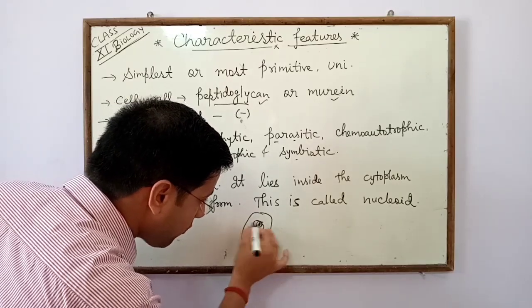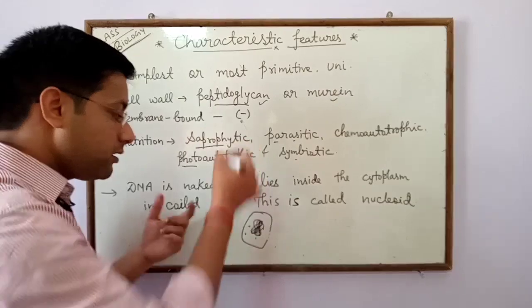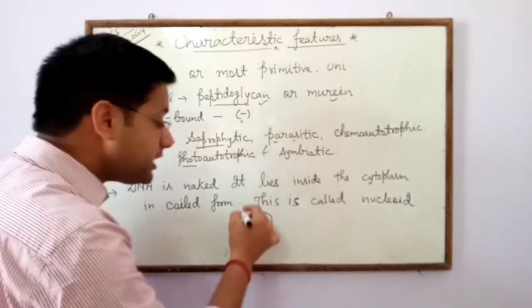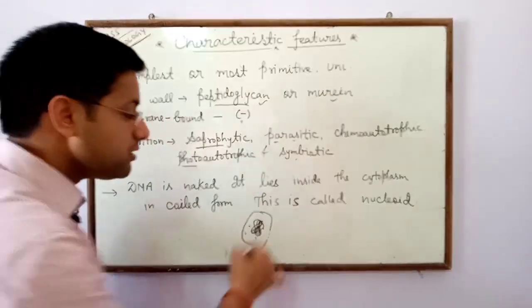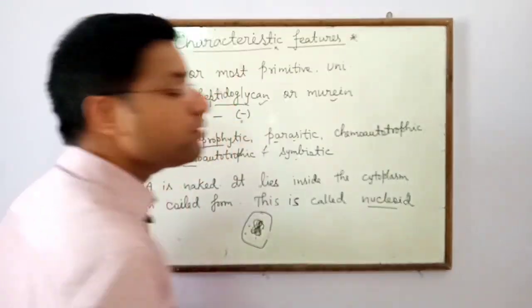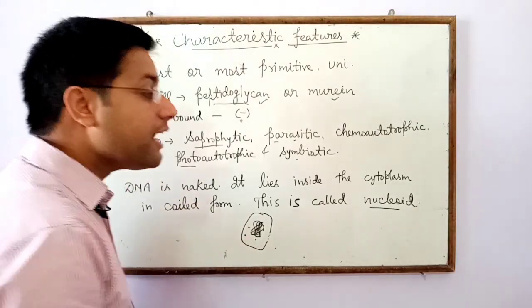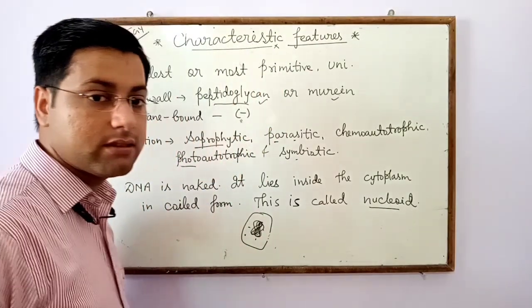Means this is a coiling type structure, means DNA is present in coiled form like this, and it is present in the place of the nucleus. So this is called nucleoid. So in bacterial cell or in case of monerans, nucleoid DNA is present.